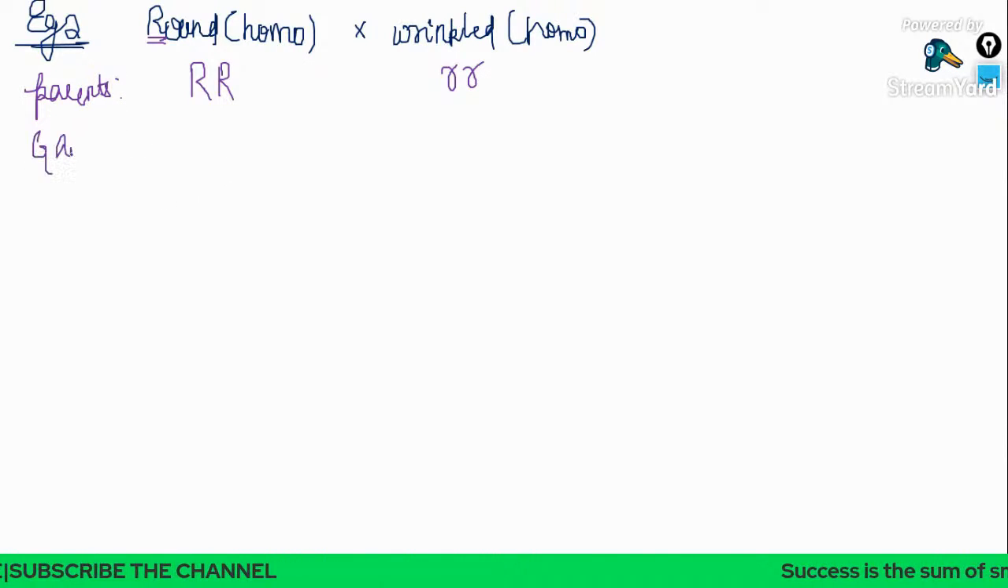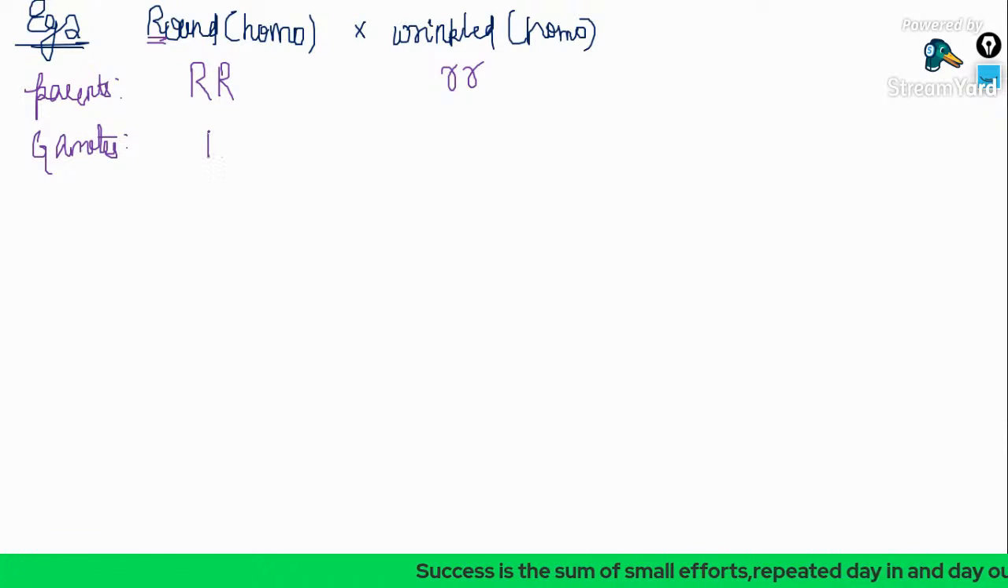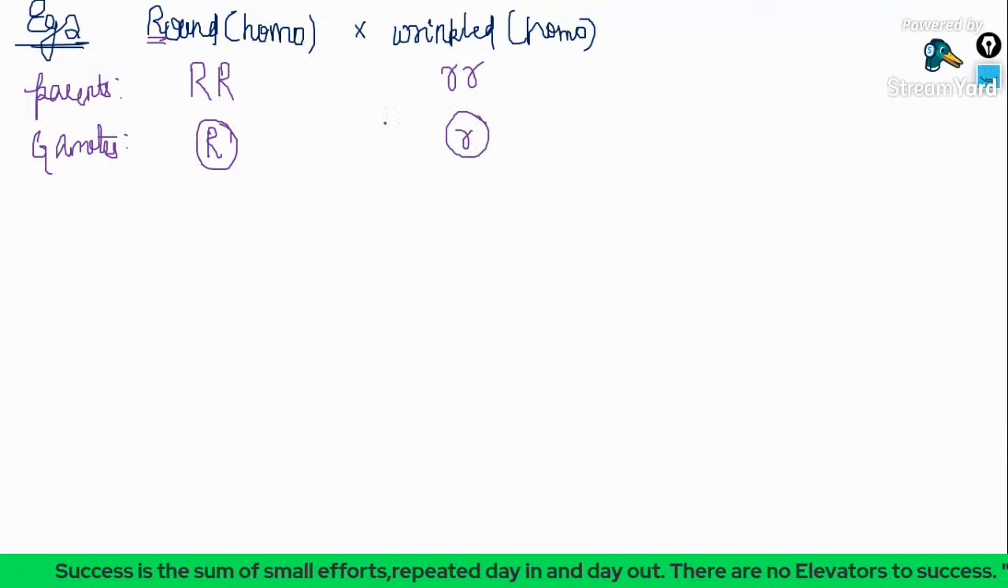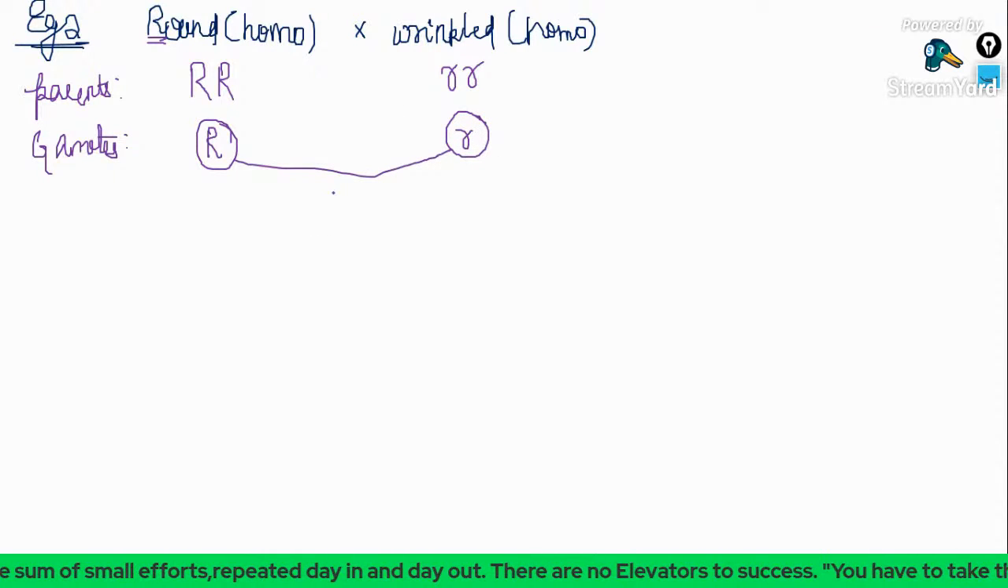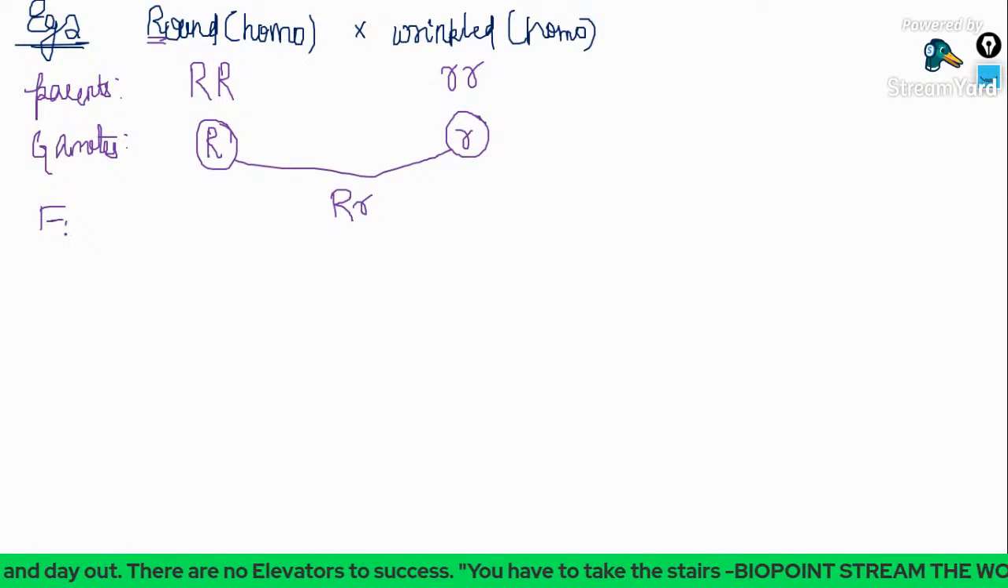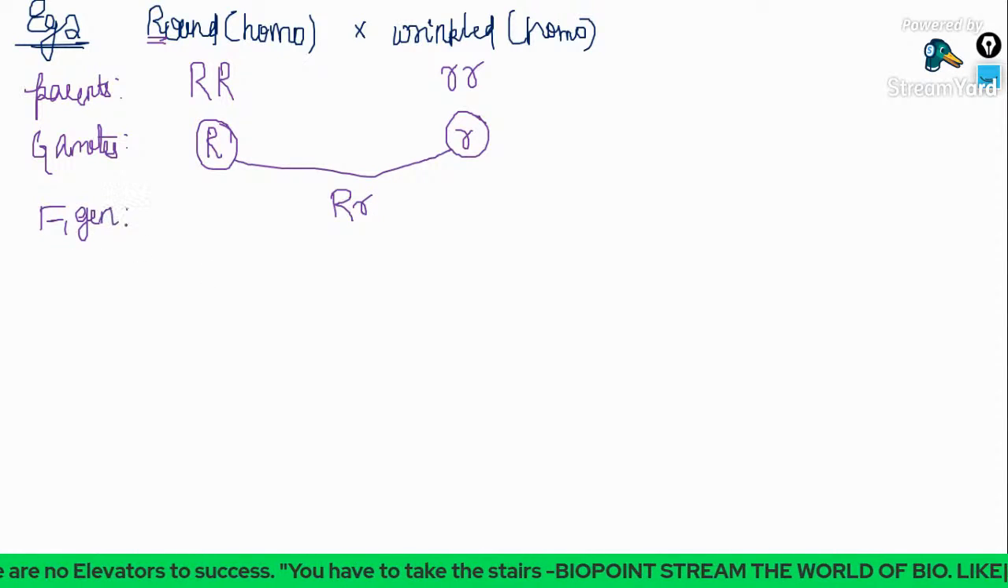So next you are going to take out the gametes. Gametes from this case is capital R. From this case, small r is the gamete. So we are having a cross between this. You are getting capital R, small r, which is actually the F1 progeny or F1 generation. Is it clear?